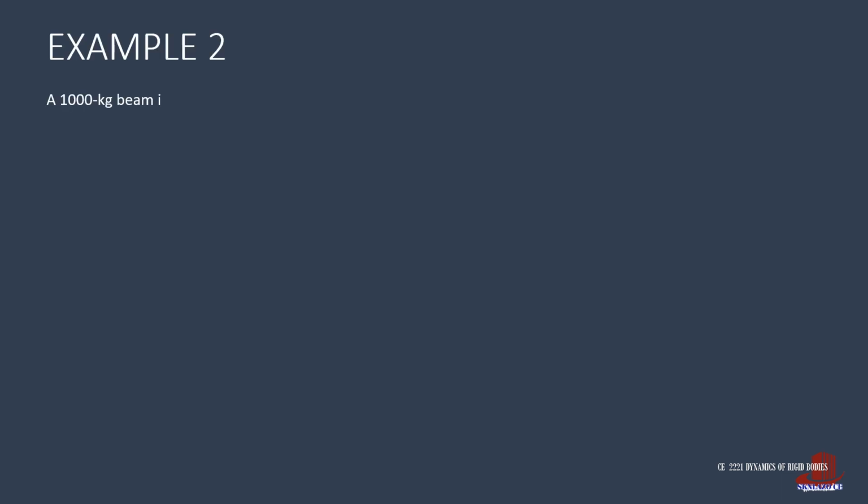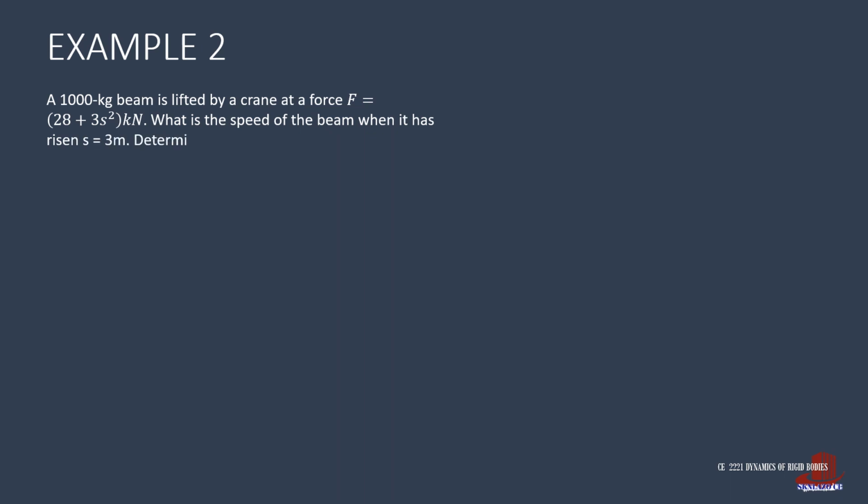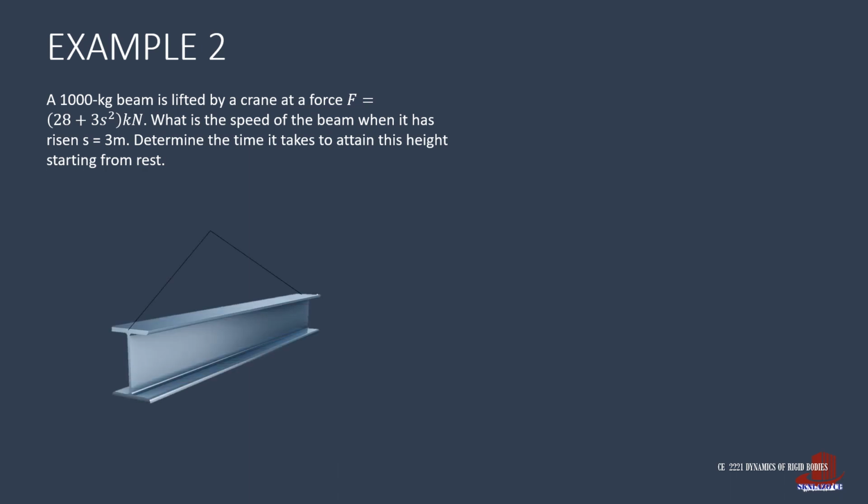The second example discusses a crane lifting a 1,000 kilogram beam with the force equated as F equal to the quantity of 28 plus 3s squared in kilonewtons. One task is to find the speed of the beam upon reaching a distance of 3 meters. The second task of which is the time it takes the crane to lift the beam this height. In the free body diagram, it would be easier to identify the unknown parameters from the given.